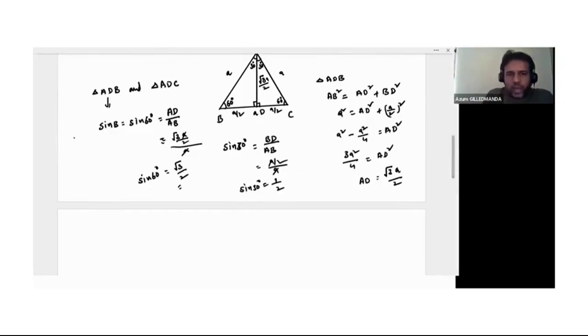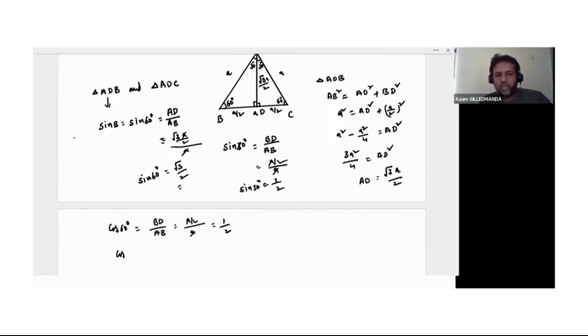Okay, so in this triangle, what is cos 60? Cos 60 means this angle I should consider. What is the adjacent side for this angle? BD. So BD by AB. BD is A by 2 by A. A gets cut. So 1 by 2. So cos 60 is 1 by 2 here.